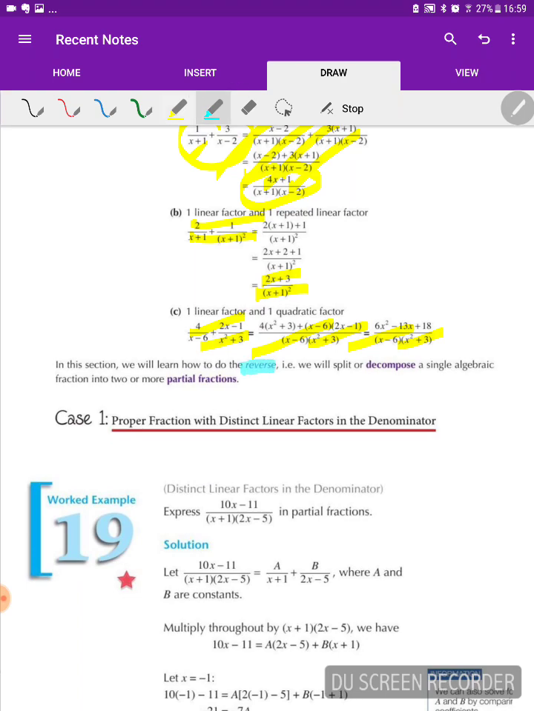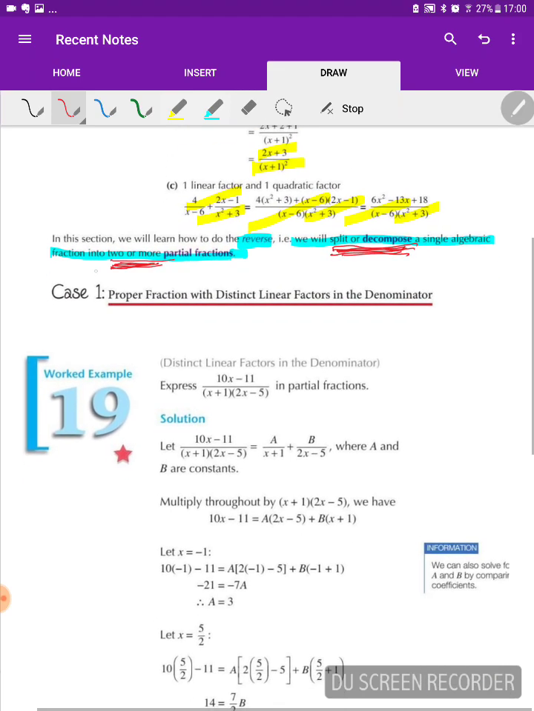So now in this section, we are going to learn the keyword, the reverse. We will split or decompose a single algebraic fraction into two or more partial fractions. So this is what we're going to do today. We are going to split or decompose the fraction into two or more. That means must have at least two.